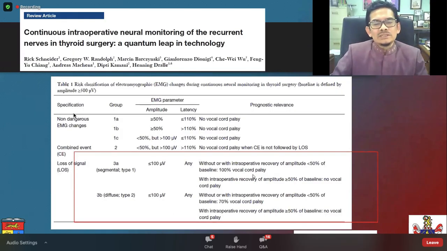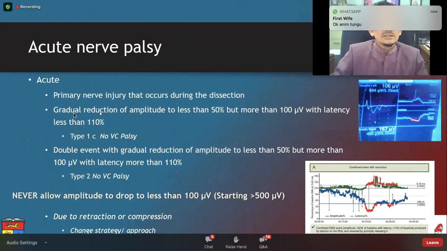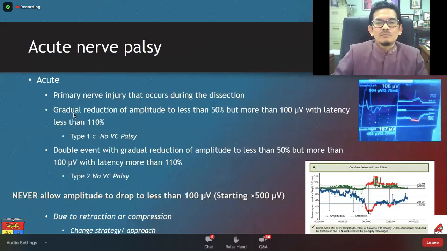This is an important slide for those who are using nerve monitoring, especially the continuous nerve monitoring. So we come to the first group of patients, which is acute nerve palsy, which is a primary nerve injury that occurs during the surgery itself. The first one is that you get a reduction of amplitude to less than 50%, but still more than 100 microvolts, so we feel okay. Latency is less than 110.